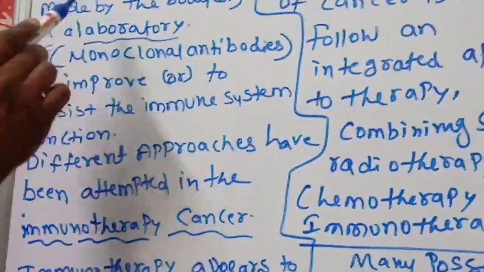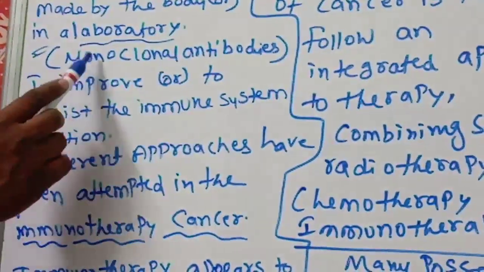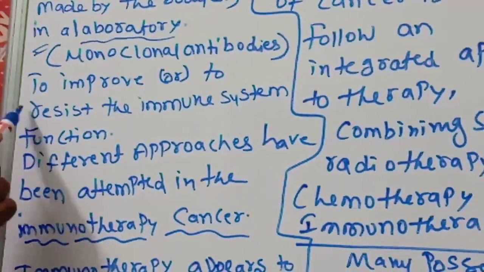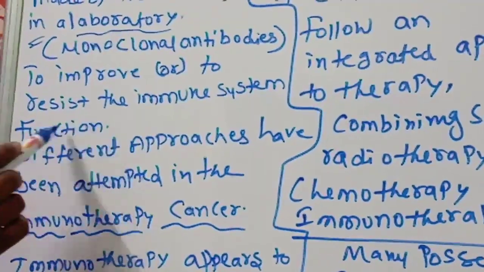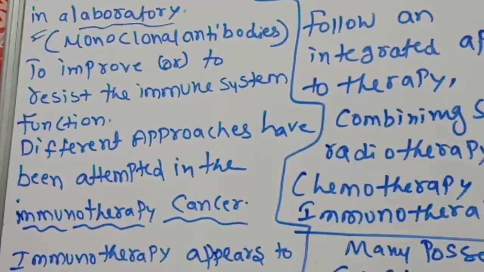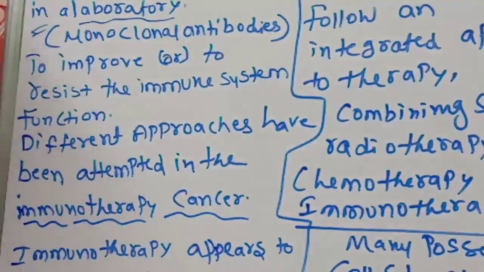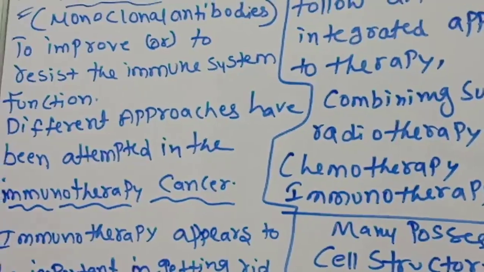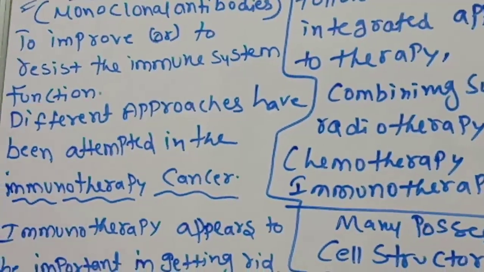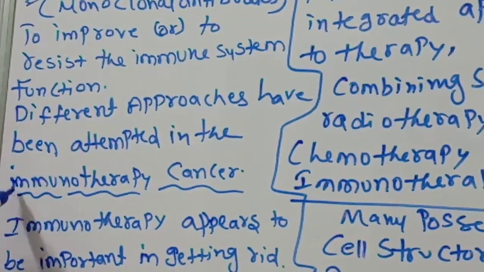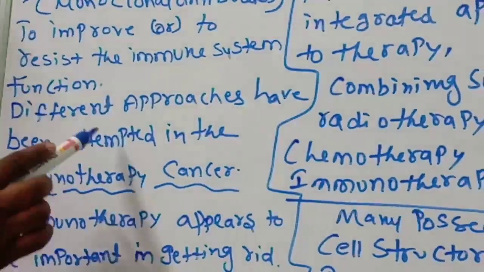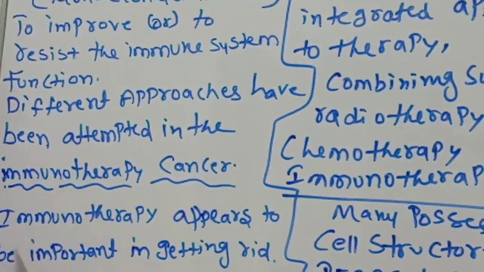Monoclonal antibodies we can produce in the laboratory. These are useful to treat cancer, to improve or to resist the immune system function. We will see the different approaches that have been attempted in cancer immunotherapy.